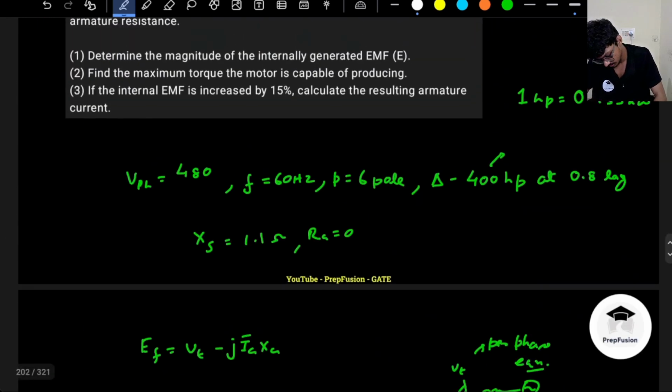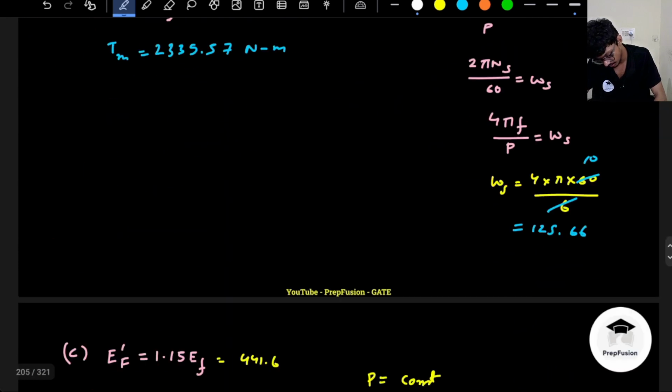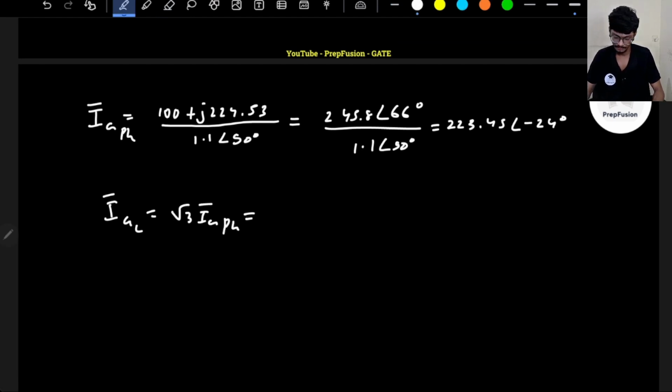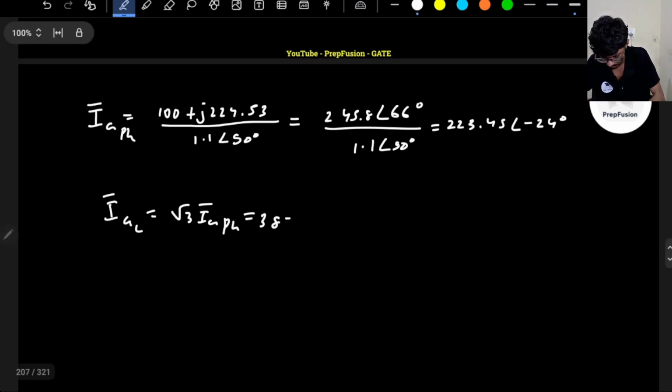What have they asked? The resulting line current. This is the phase current. Line current will be root 3 times this. 223.45 into root 3, so 387.7, that is the magnitude in amperes.